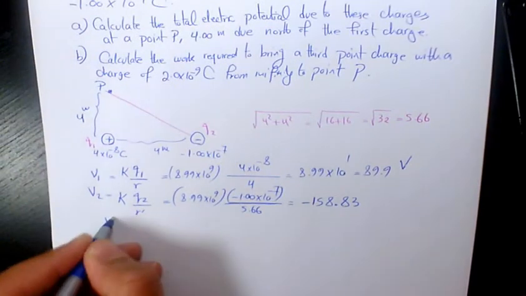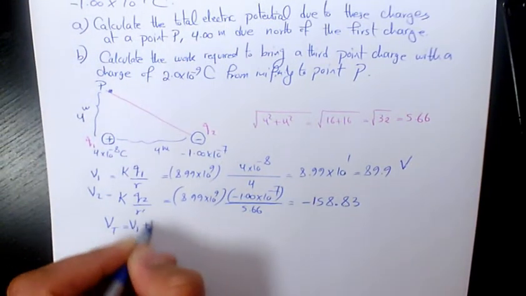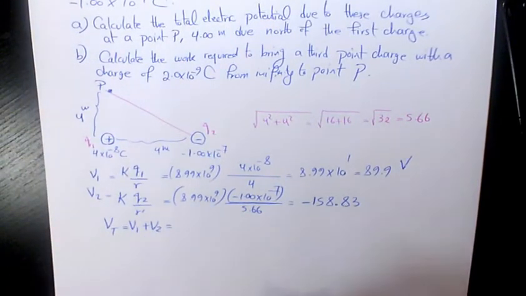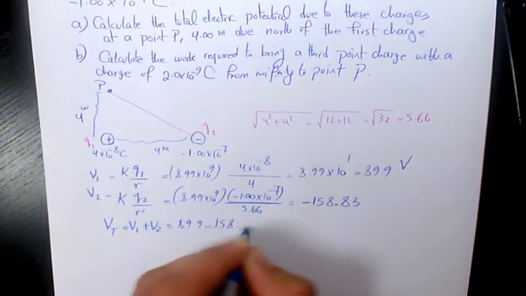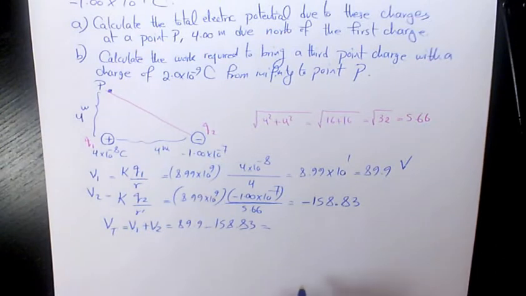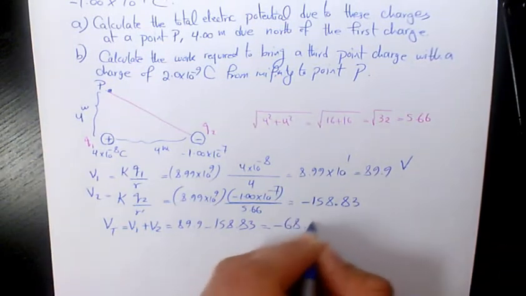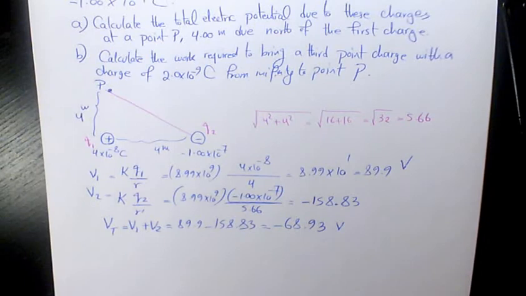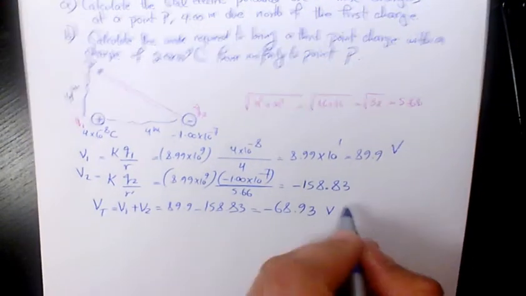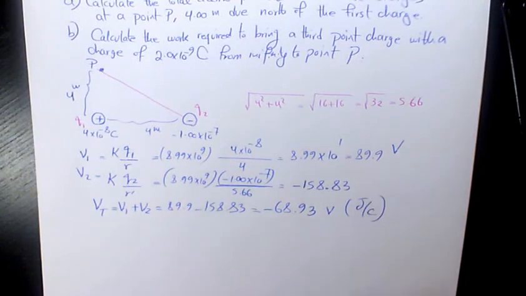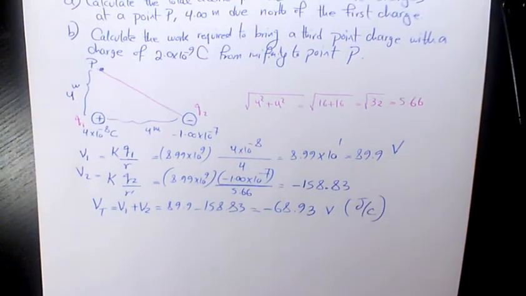Now V total equals V1 plus V2. That's going to be 89.9 minus 158.83, and that's going to give me negative 68.93 volts, or you can say joule per coulomb. Both of them are correct.